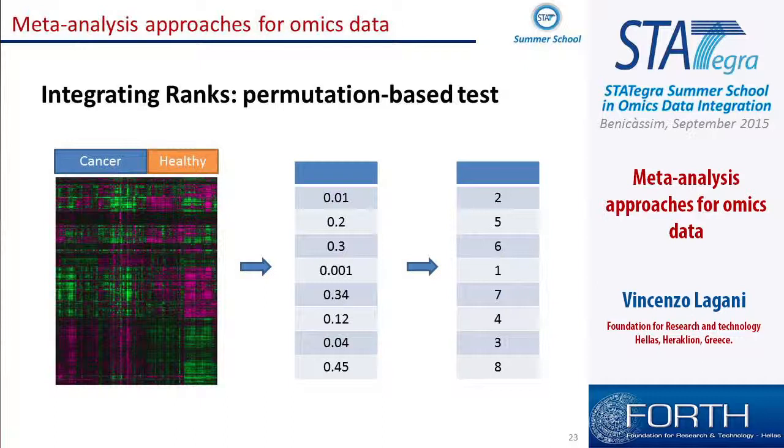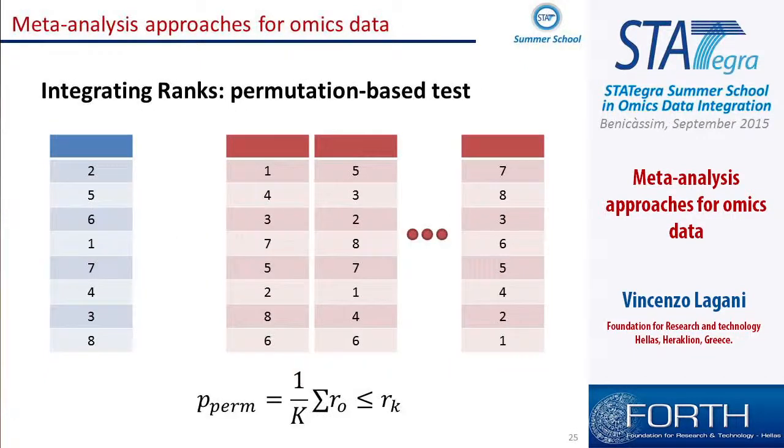Okay, so here is a little bit of what permutation looks like. Again, I start from a study. I calculated my p-values for differentially expressed genes. I transform them into ranks. What I do then is permute the labels in order to destroy the link between my outcome and my measurements. I recalculate the p-values or the statistics, and again I calculate the ranks.